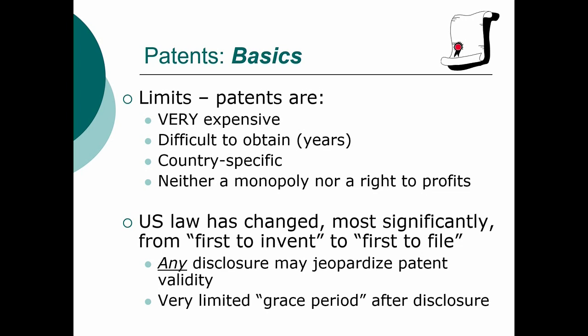So any disclosure that happens before you get your application on file can jeopardize whether or not you get a patent. In the United States, we have a limited grace period. If you are the one that does the disclosing, or somebody who's working with you does the disclosing, you have a year to file your patent application and still ignore the things that happened after you disclosed, but only if you are the one disclosing it. If your competitor discloses something similar to your invention, you're out of luck.